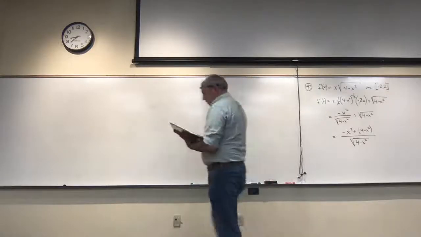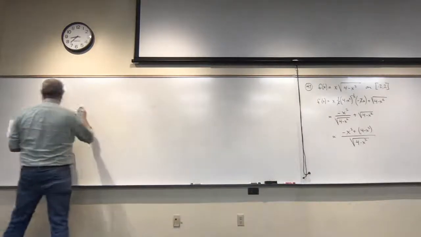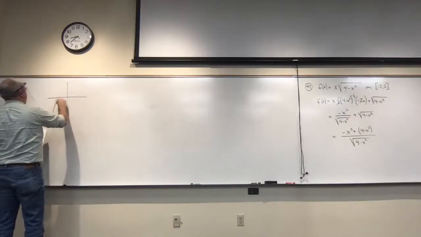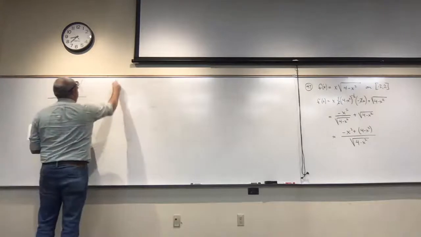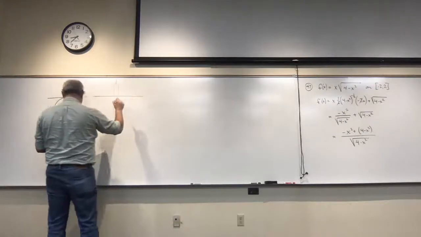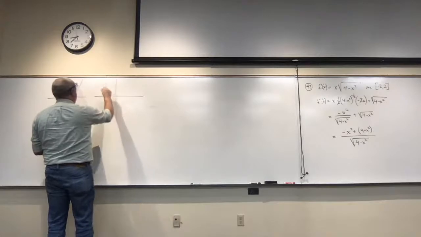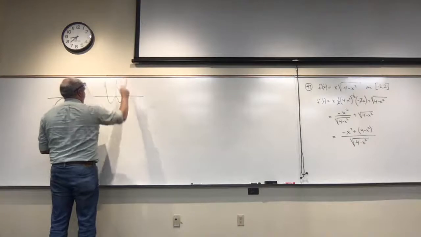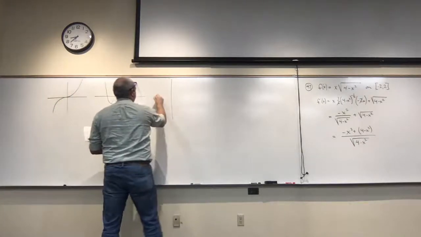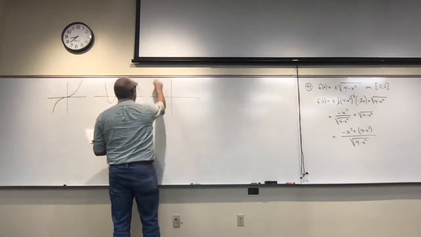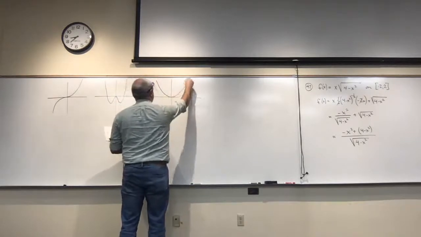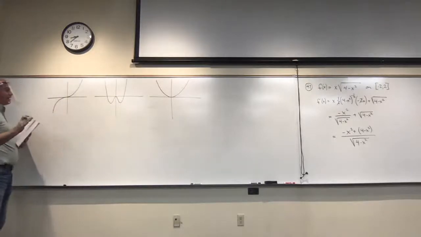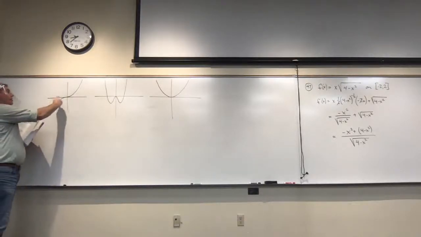So they give us three functions, and I'll draw them. The first function looks something like this. Then the second function looks something like this. It's kind of like a W of sorts. It goes down and then up and then down and then up. And then the third function looks something like this.